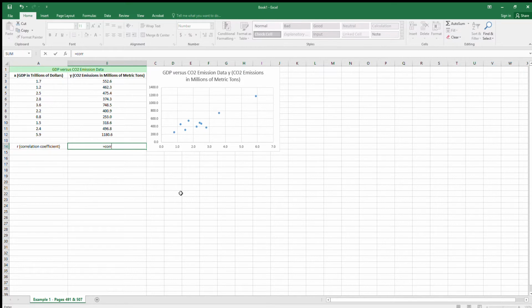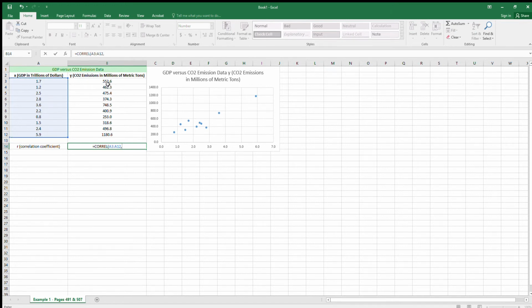CORR, and Excel says, okay, you must want to look at the correlation coefficient. That's exactly what it says. Returns the correlation coefficient between two data sets. So we'll hit tab. Array 1 are the X data values. So highlight everything in the A column, comma.